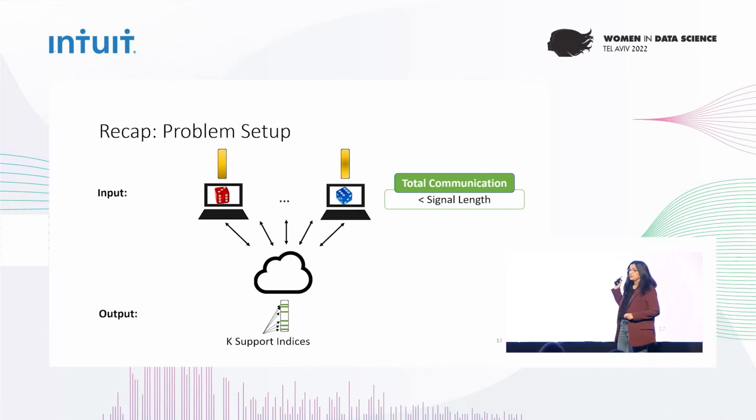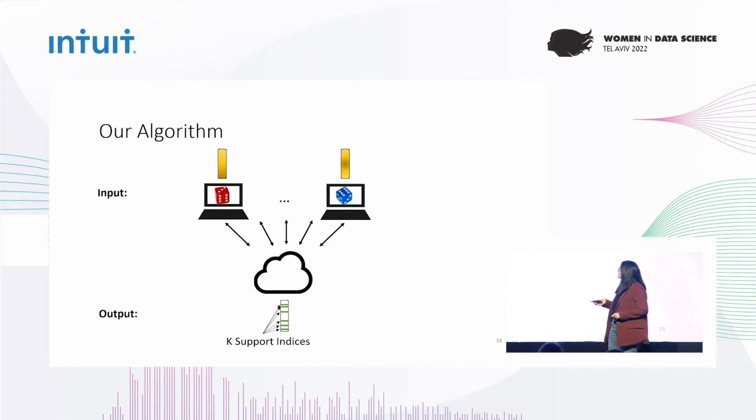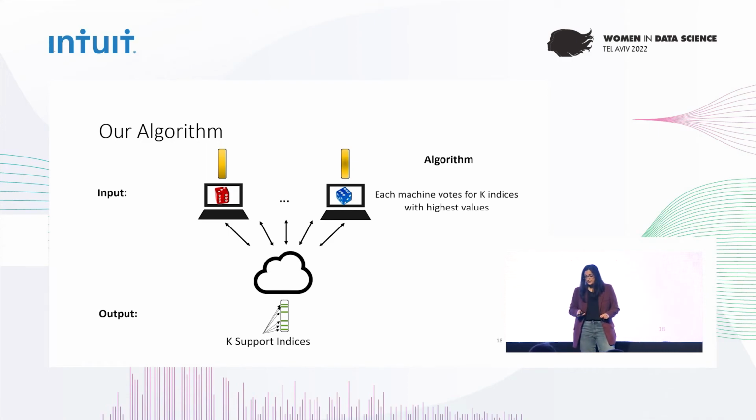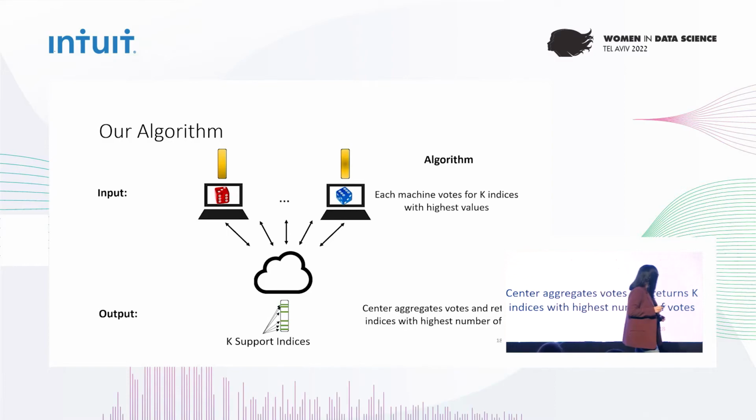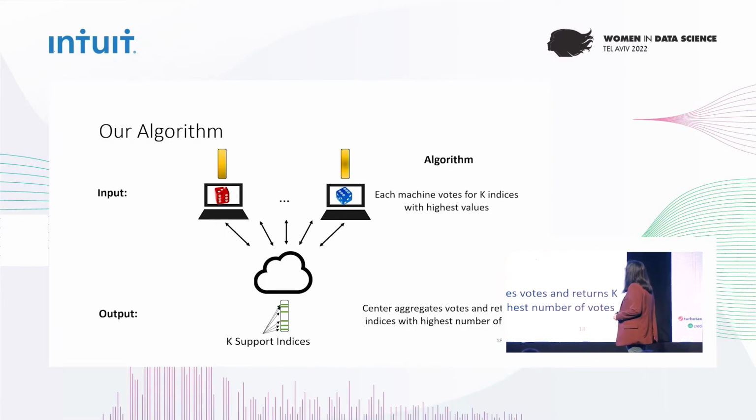We want the total communication to be smaller than the signal length, and we want it to be private by only sending votes. So what does our algorithm look like? Each machine votes for the K indices with the highest values, and then the center aggregates these votes and returns the K indices with the highest number of votes.